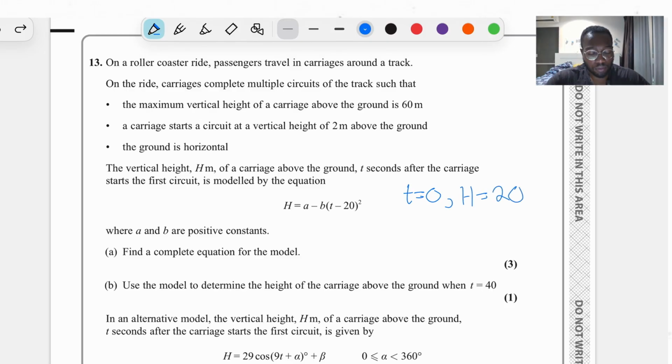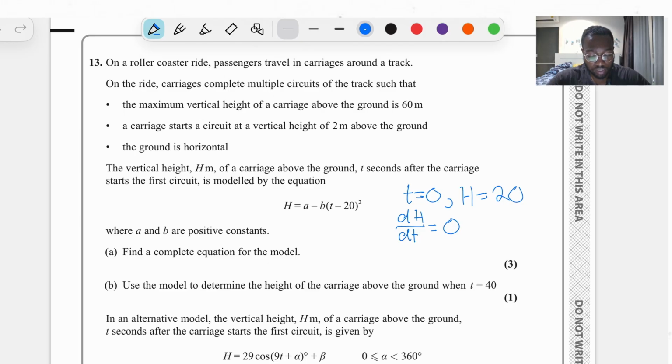And for the maximum vertical height, we know that this is a quadratic equation, so the maximum height occurs at the stationary point. So when dh over dt equals 0, that would give us our t value, which would be on the x-axis, where it happens, and we know that the height there is 60, so we know the coordinates of that. If we work out the stationary point, we'll know the coordinates of the maximum height, and that should hopefully help us work out what our b value is.